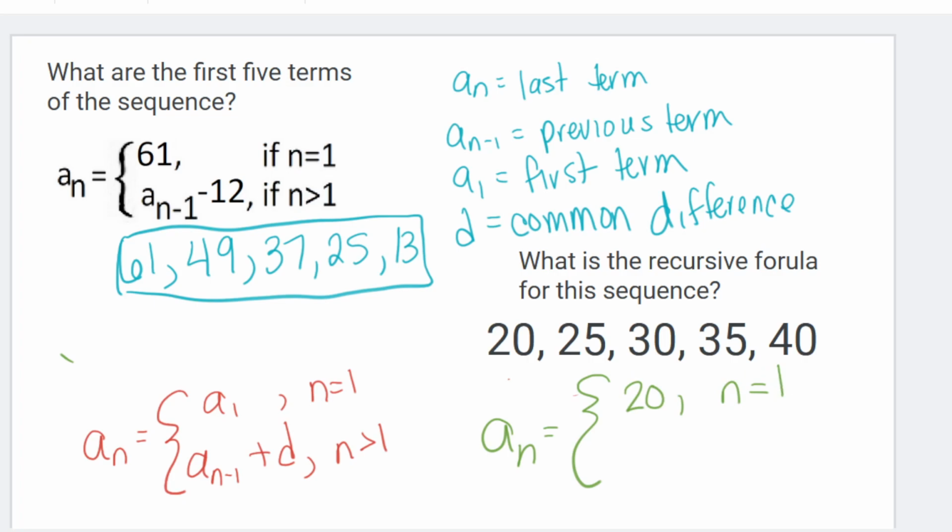Then I have to figure out what my common difference was. So we said that to move through this one, I'm adding 5 every time. The way that you say that in the recursive formula is you take that previous term and you add 5 for every n value greater than 1. And that would generate my sequence that I see there.